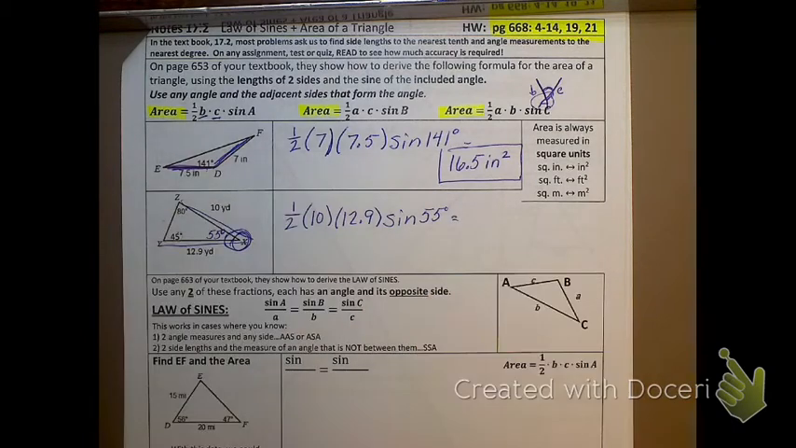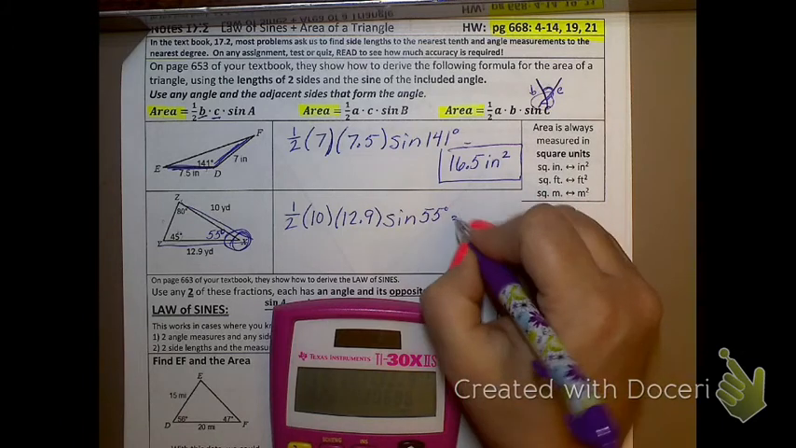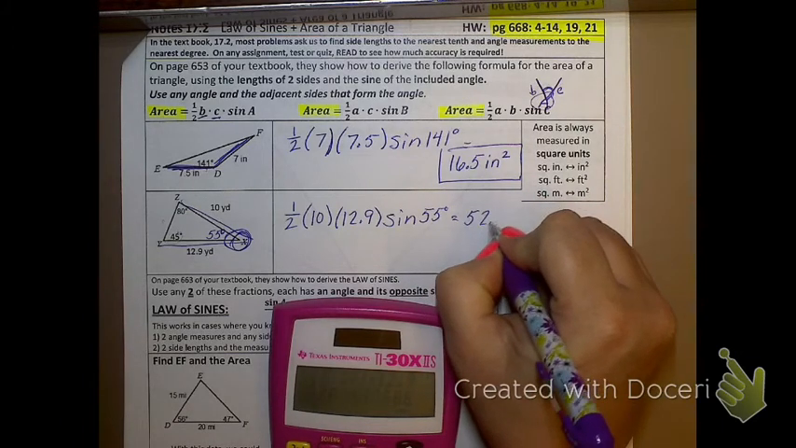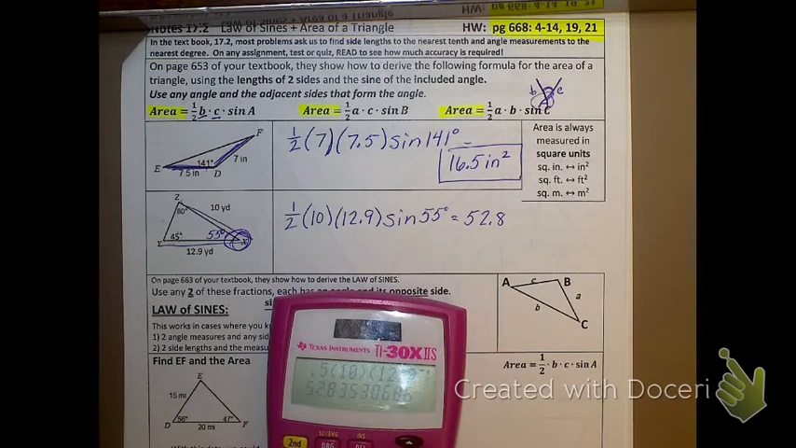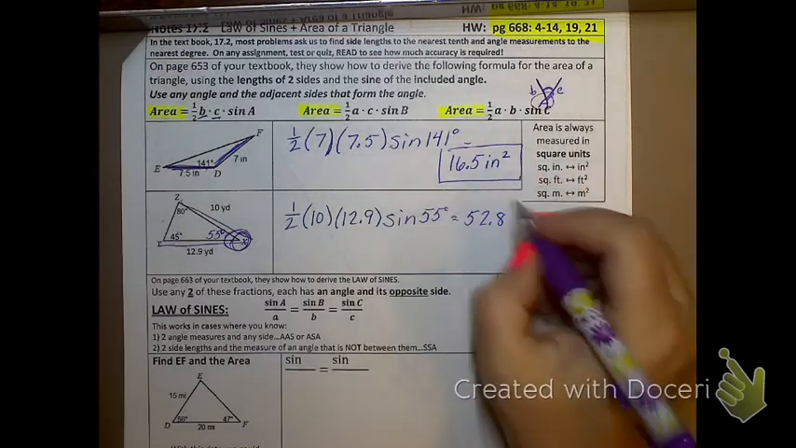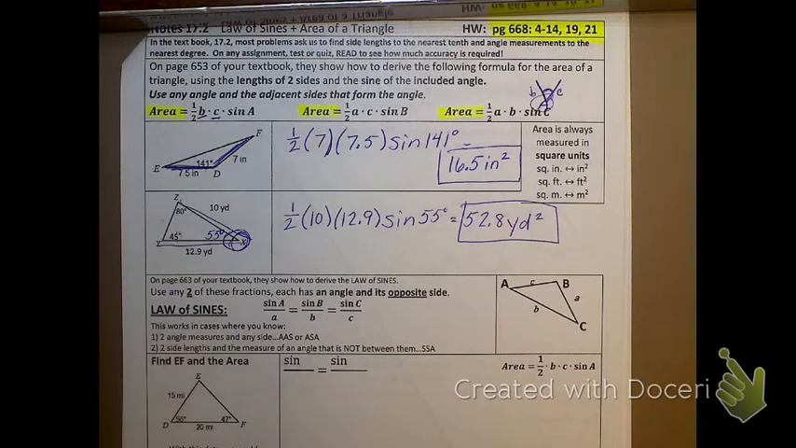So again, going to my calculator, 1/2 or 0.5 times 10 times 12.9 times the sine of 55, and that gives me 52.83, which I'm going to call 52.8. I know you can't see that very well, but there's your 52.83. 52.8 what? Yards squared.